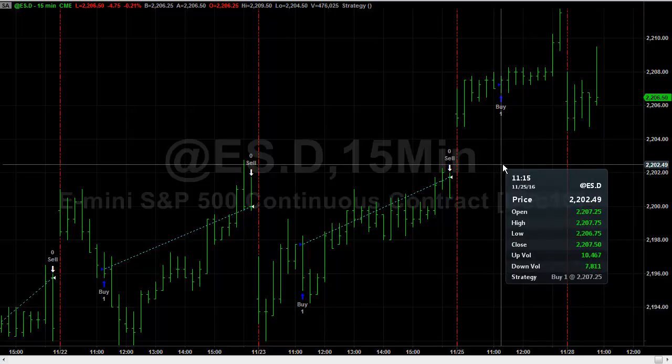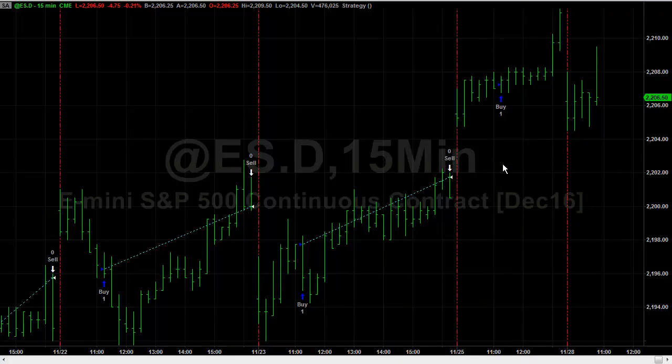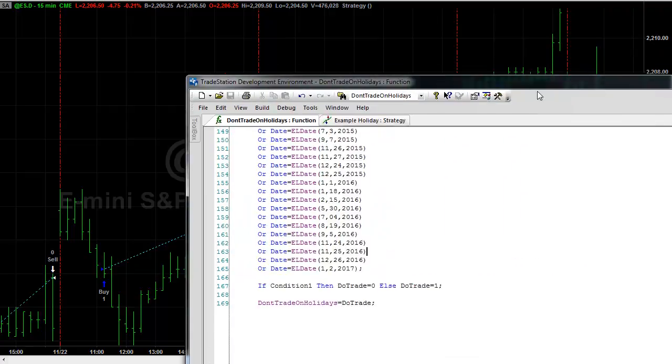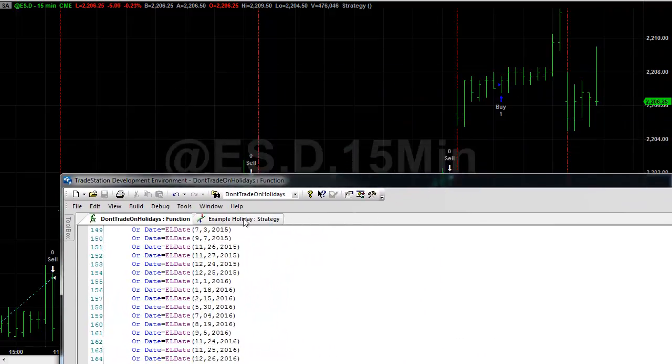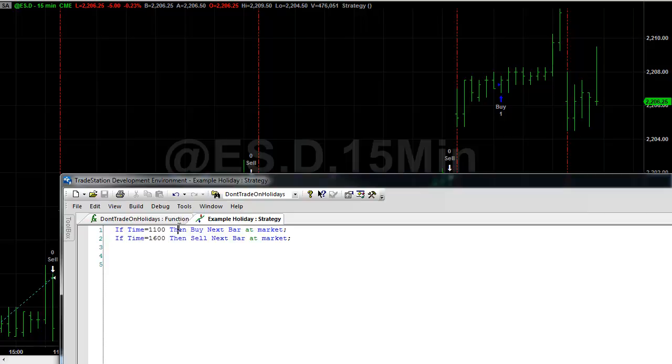The dates are added in the Don't Trade on Holidays function, but how do you update the code so that it doesn't show up? All you have to do is, for your entries only, add this line of code. Don't Trade on Holidays equals 1. 1 is true, means that we want to eliminate holidays or holiday shortened sessions, and any of the dates listed in there.